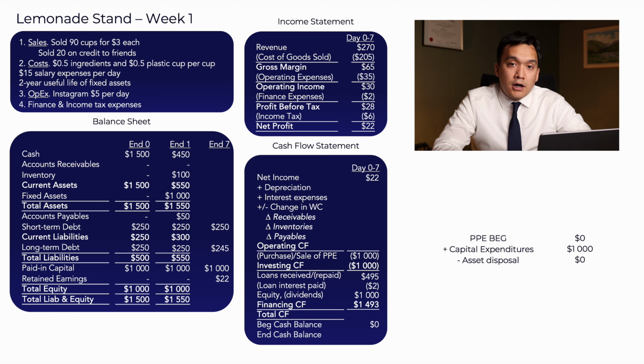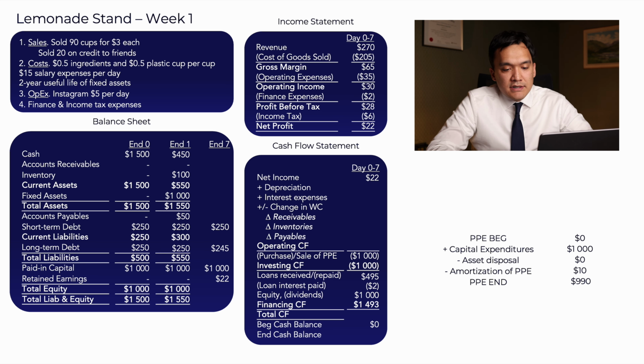But during the period, our equipment got older and our stand got older, so we have an amortization expense of $10, which we calculated in the income statement. So our ending fixed assets balance is $990.